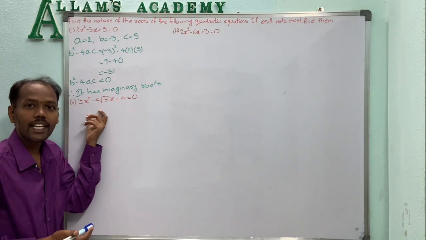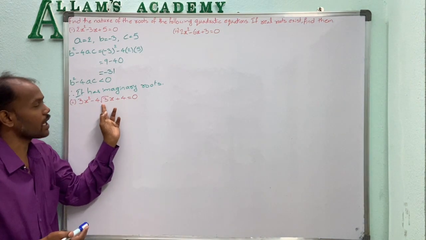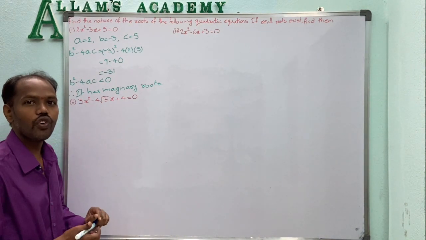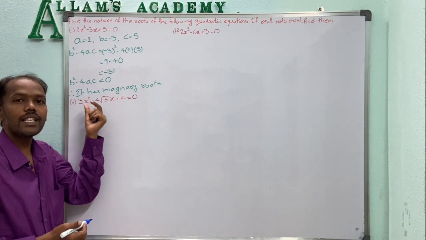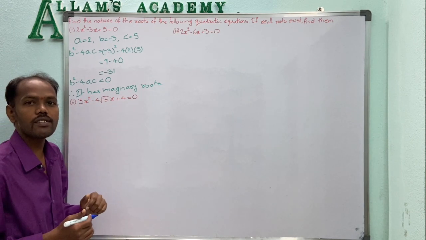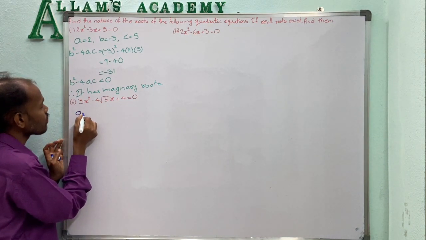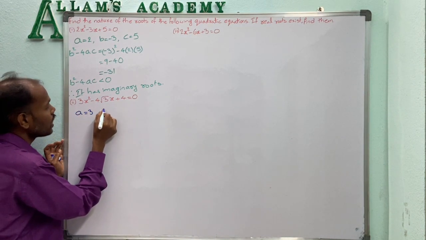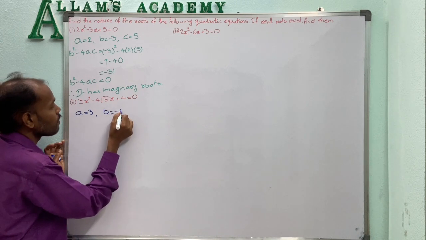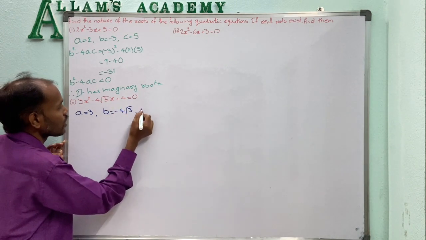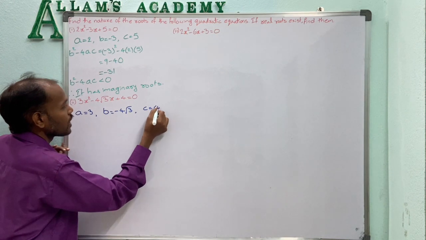Here is another quadratic equation, 3x square minus 4 root 3 x plus 4 equal to 0. Now comparing with the general form of a quadratic equation ax square plus bx plus c equal to 0, a equal to the x square coefficient, that is 3, b equal to the x coefficient, that is minus 4 root 3, c equal to the constant term, that is 4.